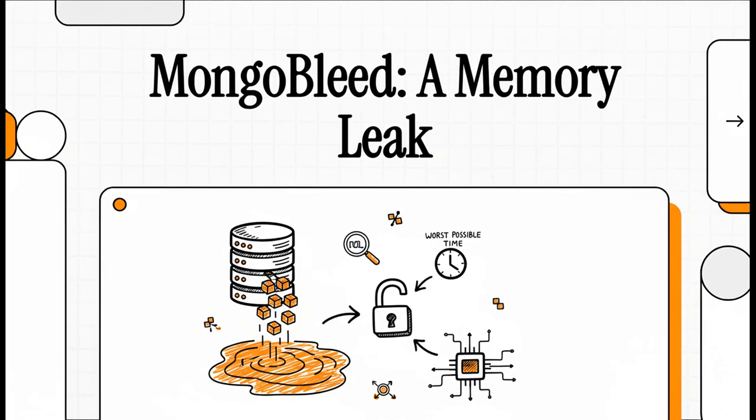Today we're doing a full forensic analysis of something called MongoBleed. It's a really critical vulnerability that popped up at just the worst possible time, letting attackers literally pull sensitive data right out of a server's memory. So let's get started with the autopsy.